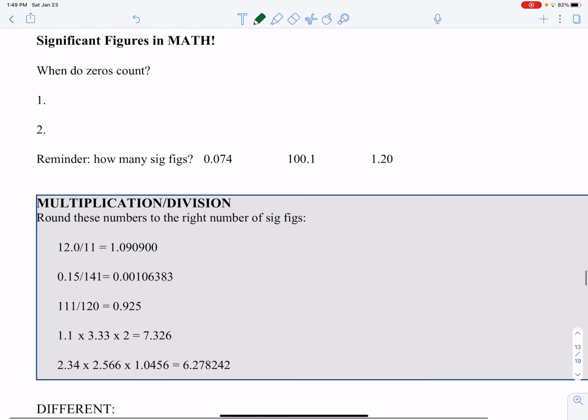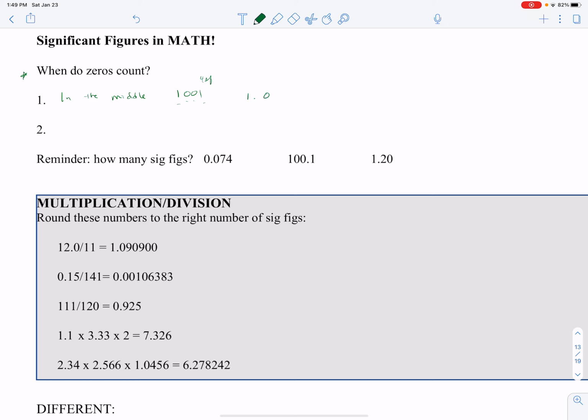We're going to do sig figs in math. We're going to do a quick reminder right here. When do zeros count? They count when they're in the middle. So example: 1, 0, 0, 1. The 2 zeros do count, as well as the ones, so that has 4 sig figs.